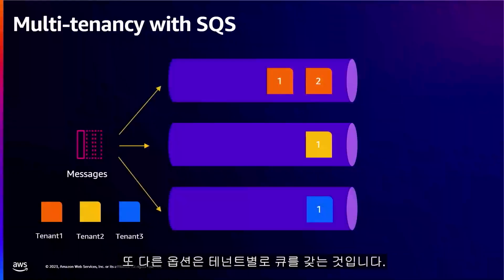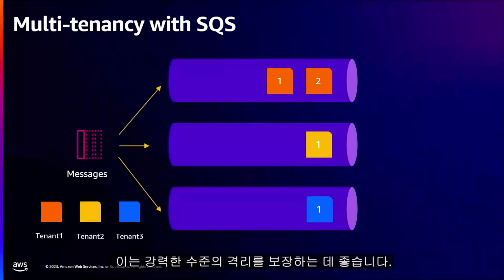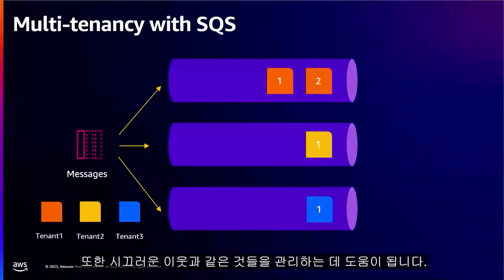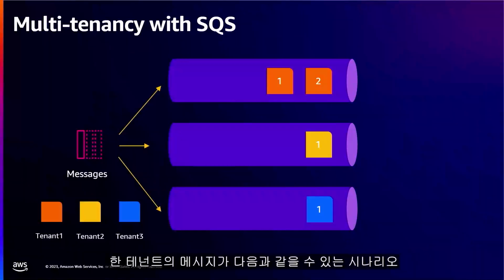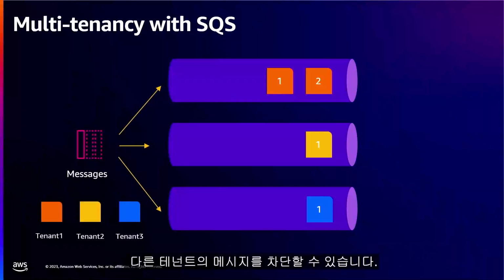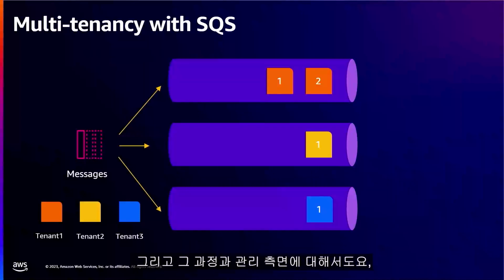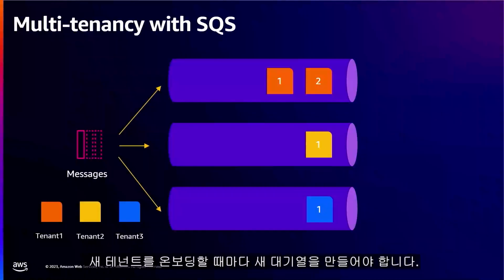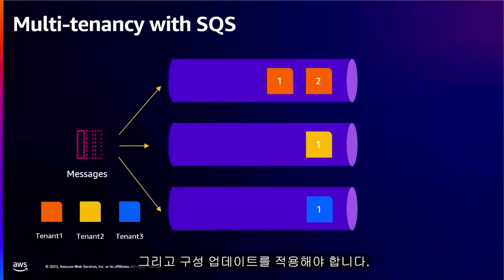Another option is to have a queue per tenant. This is great to ensure a strong level of isolation and also helps us to manage things like noisy neighbor scenarios where one tenant's messages may be blocking another tenant's. But again, thinking about onboarding and the management side of things for us as a software company, every time we onboard a new tenant, we have to create a new queue, and we have to manage that, and we have to apply configuration updates. So think about the implementation. Generally, for most workloads, the shared queue is normally sufficient.